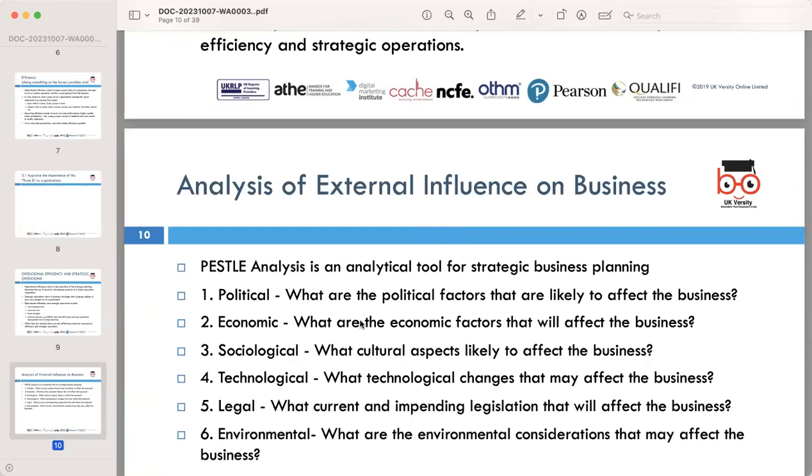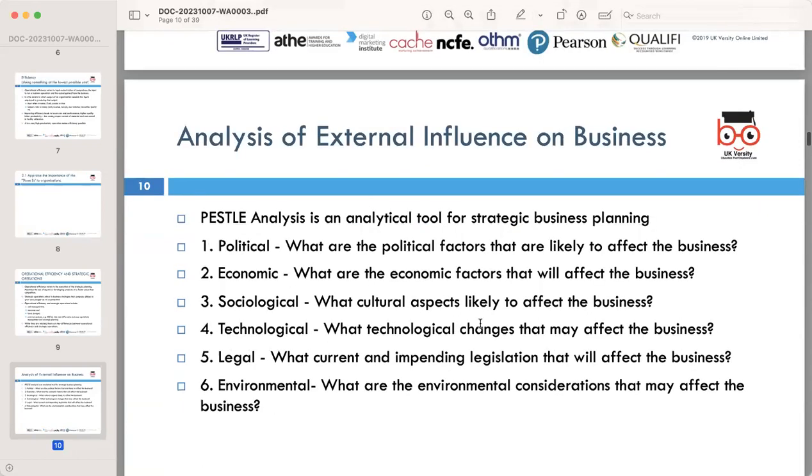So political: what are the political factors that are likely to affect the business? For example, a change of government or when the government introduces new policies. Economic: what are the economic factors that will affect the business? Sociological: what cultural aspects are likely to affect the business? Technological: what technological changes may affect the business? Legal: what current and impending legislation will affect the business?